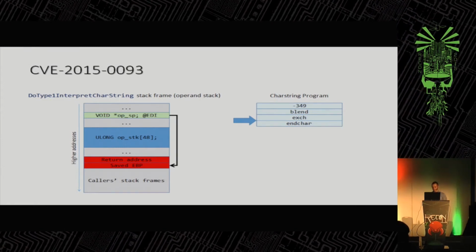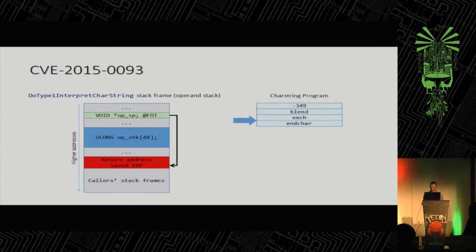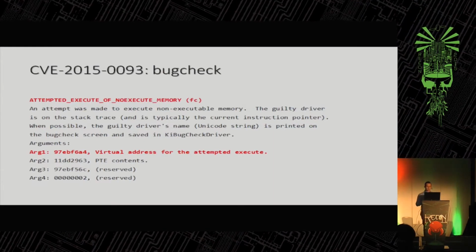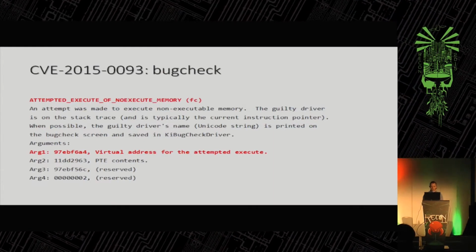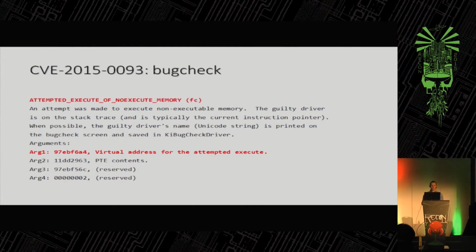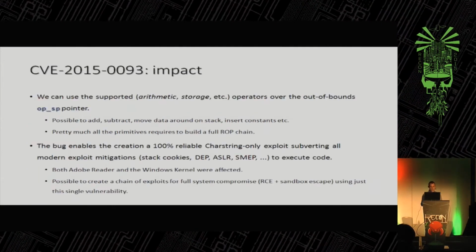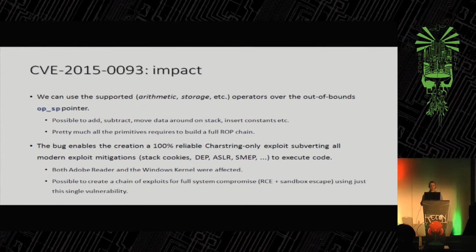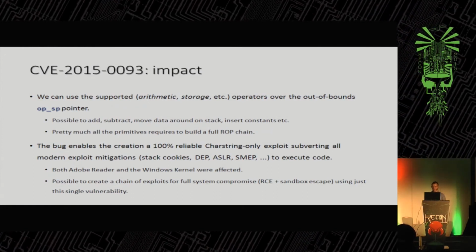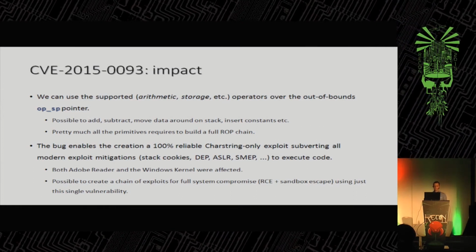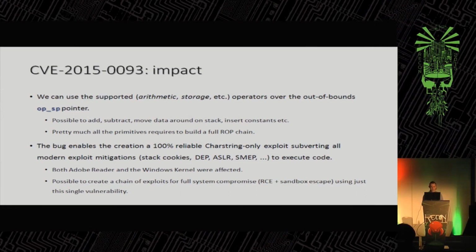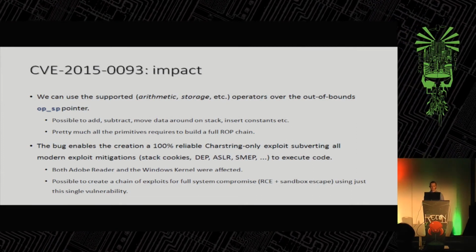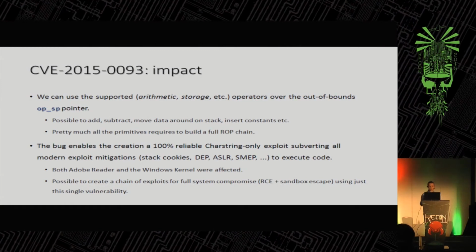And if we then issue an enter command, we will force the return from the interpreter function, and obviously everything will go bad. We will get a blue screen of death showing that the processor tried to execute non-executable memory, which is the stack. So this is obviously quite bad. But it gets even better, because it turns out that we can use all of the supported operators from the Charstrings, such as addition, subtraction, the other arithmetic stuff. And this is pretty much sufficient to create a full ROP chain using just Charstrings itself.